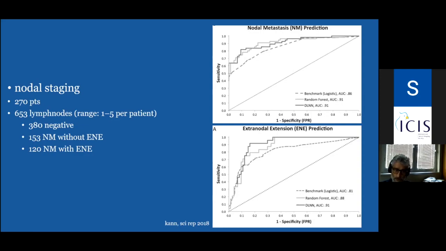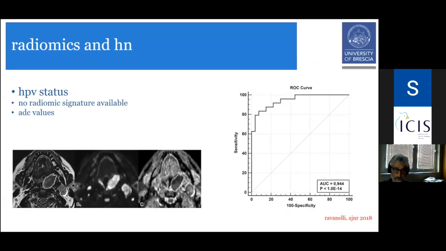This is very interesting in principle. The only thing that leaves me with some doubt is the number of lymph nodes. The range was 1 to 5 lymph nodes per patient, which leaves me the impression that probably only the really evident, morphologically evident lymph nodes were selected.